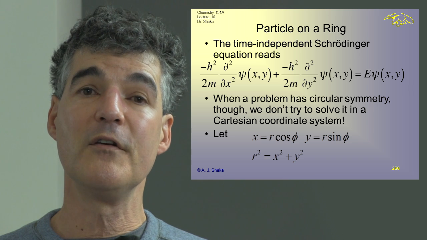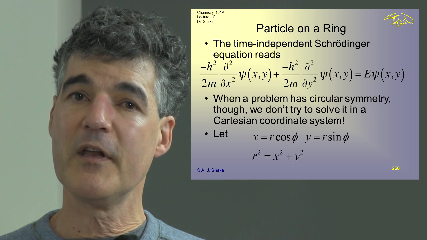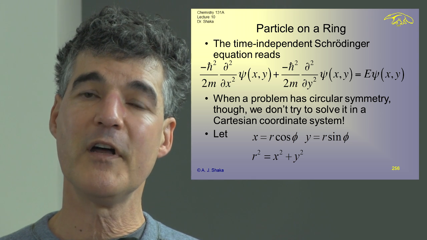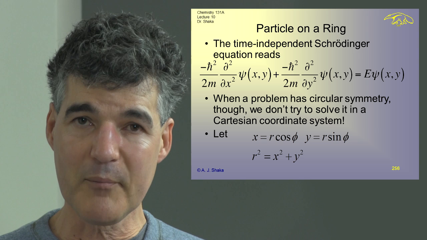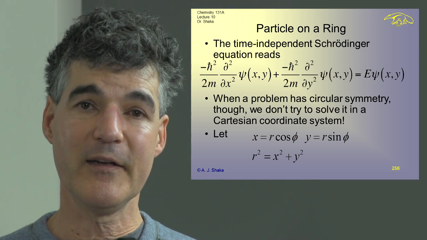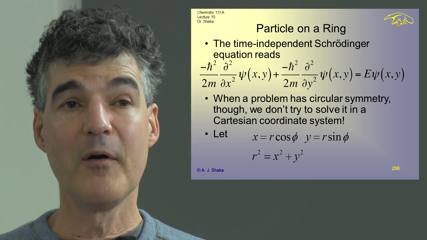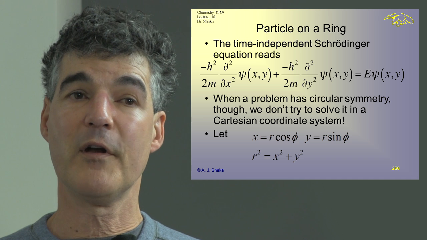What you first have to do is change your variables so that you're in the same kind of funhouse mirror as the problem is. And then the problem will seem very easy. And that's what we're going to do. We've got a circular problem. We're going to use polar coordinates.